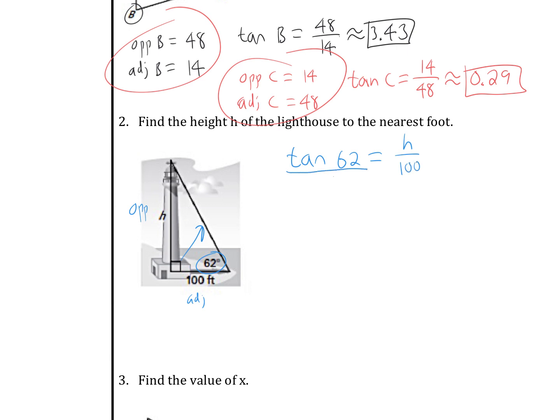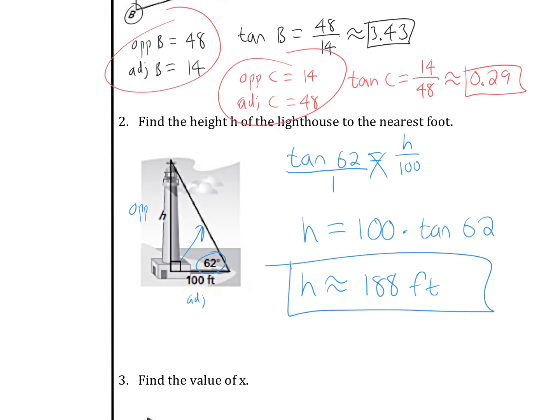Okay. How do we solve this now? Well, we put tangent of 62 over 1. We cross multiply. So we have h times 1 is h. And then, when you're writing this, put 100 in front, because when you plug in tangent of 62 and then you put 100, it's going to mess it up on the calculator. And so when you get this, h is approximately 100 times tangent of 62, which should be approximately 188 feet. Awesome.